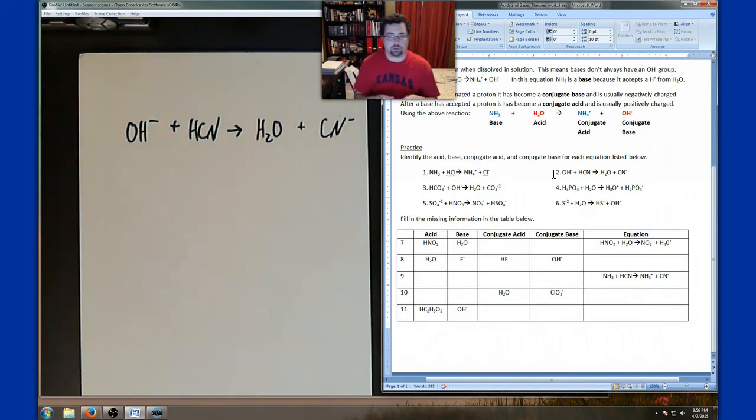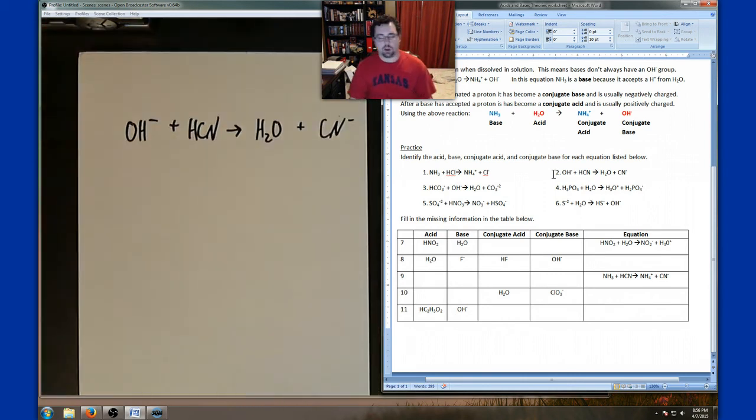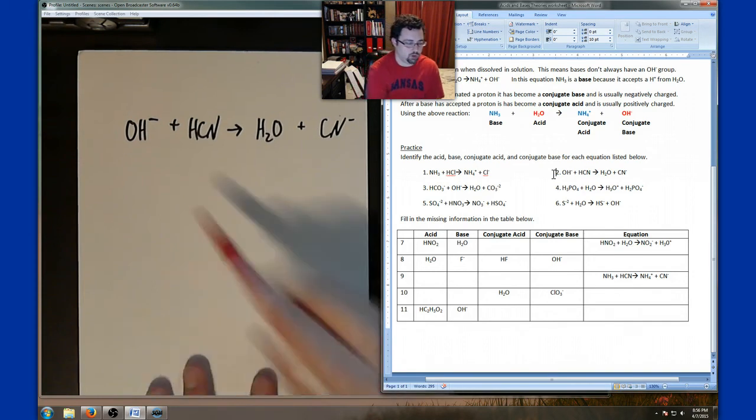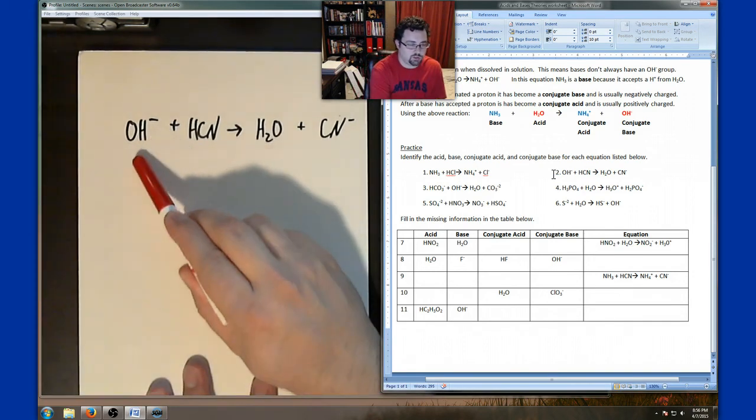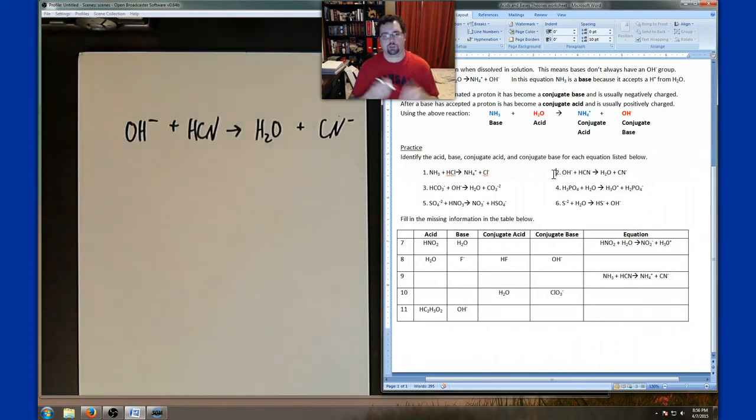So the way I approach these problems is I always just look at one side first. I always just look at the left side. I'm going to look at the reactants and decide which one of those is an acid. Remember, acids generally start with an H. Also, this OH minus should scream base to you, because OH minus is usually a base. It also has a negative charge, which means it wants to accept a positive.